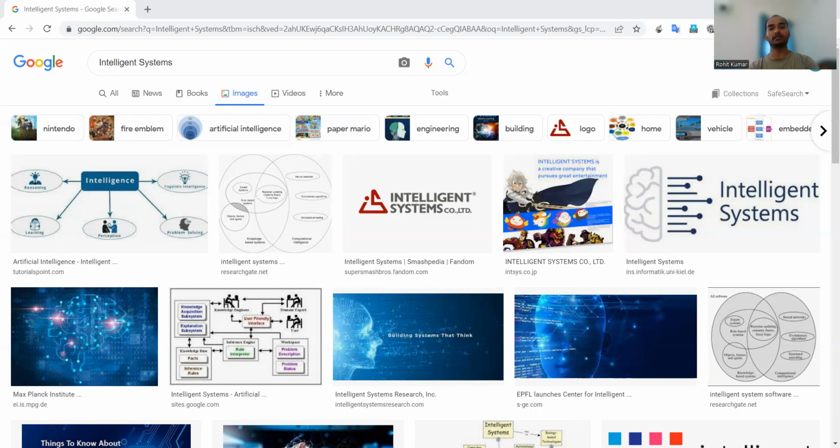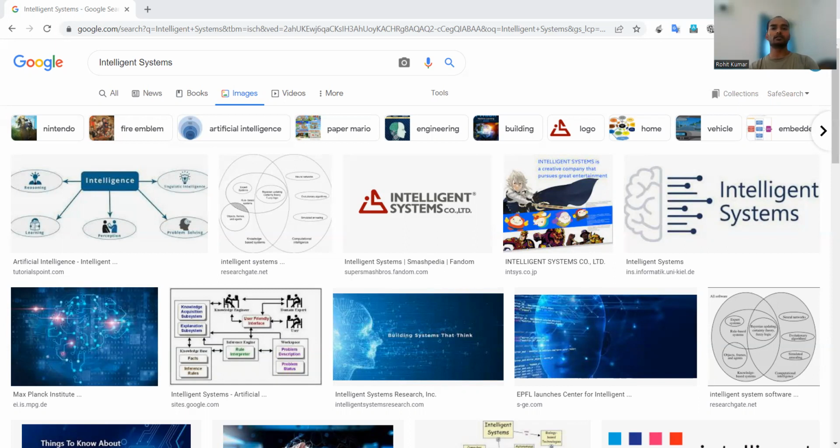Then AI Magazine, Artificial Intelligence in Medicine, Artificial Intelligent Systems and Operations. Then the ACM Transactions on Intelligent Systems and Technology, Journal of Intelligent Systems, Cybernetics and Systems, International Journal on Artificial Intelligence Tools, etc. So many different journals are available. Additionally, there are so many conferences and symposiums available. You can go and have a look.